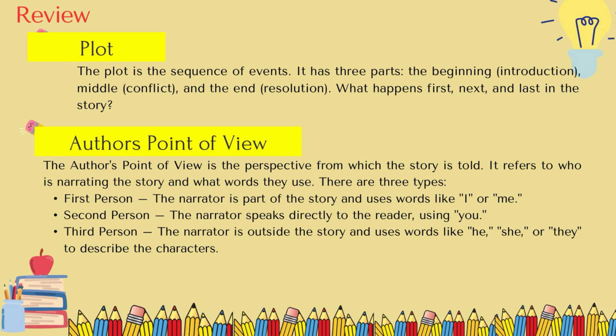Next, we have the author's point of view. The author's point of view is the perspective from which the story is told. It refers to who is narrating the story and what words they use. This could be first person, second person, or third person.